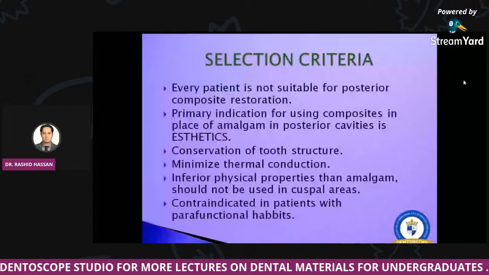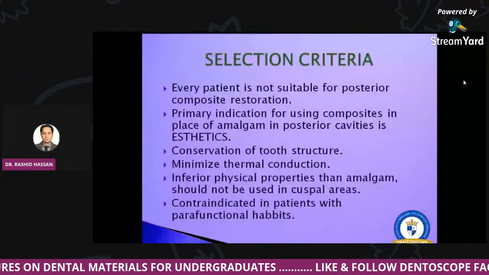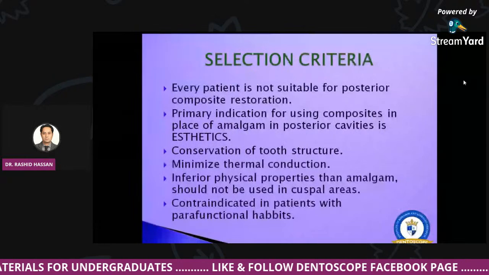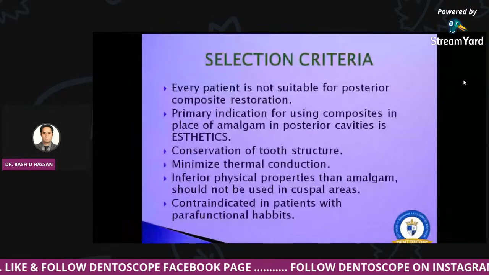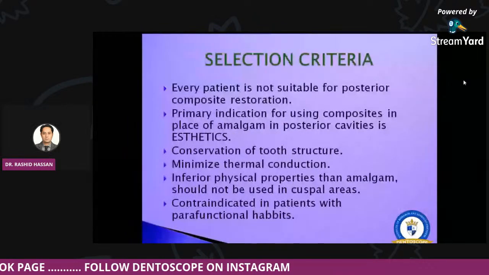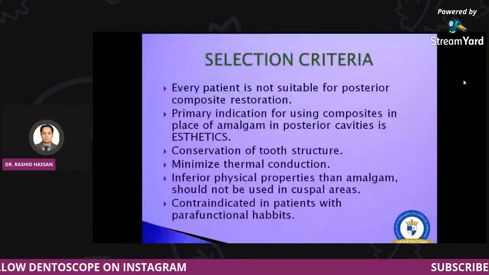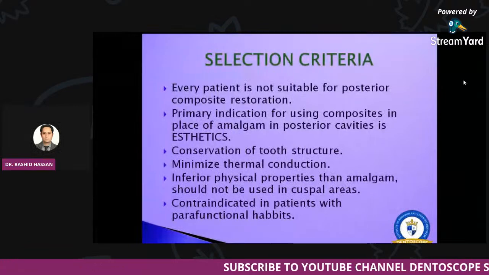So, with that, the occlusal wear is going to happen. So that's why they are contraindicated. Also contraindicated in patients with parafunctional habits. In case of patients who have parafunctional habits like nail biting or any other parafunctional habit, dental composite is contraindicated. Why?